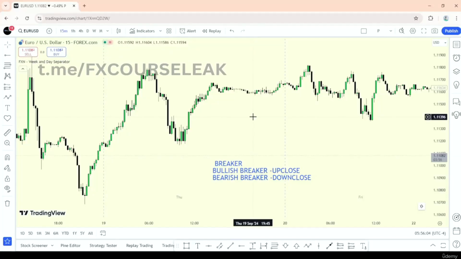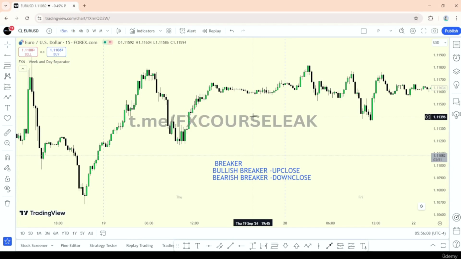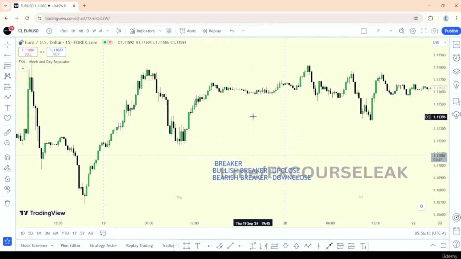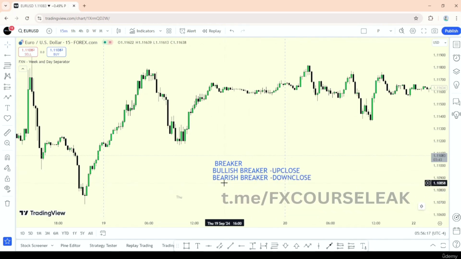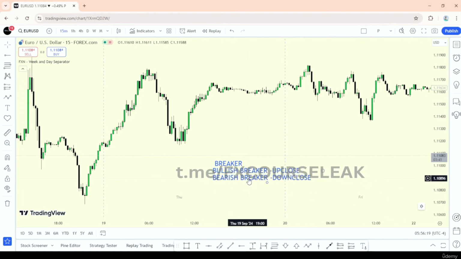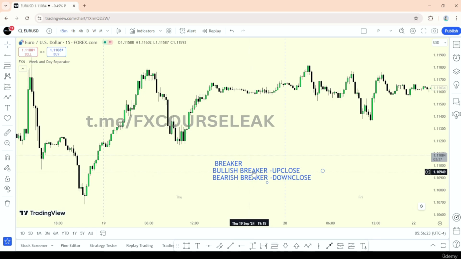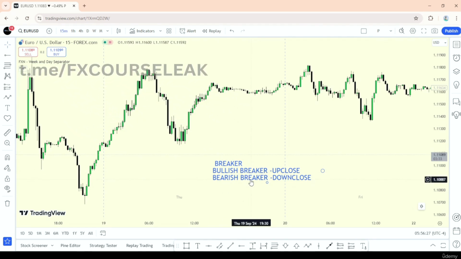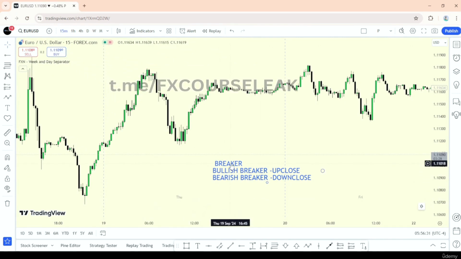Welcome back to this lesson, and in this lesson we'll be learning about a breaker. So we have two kinds of breaker. The first one is a bullish breaker, and the second one is a bearish breaker. Just from the name, a bullish breaker is seen in a bullish market and a bearish breaker is seen in a bearish market. So what is a breaker?